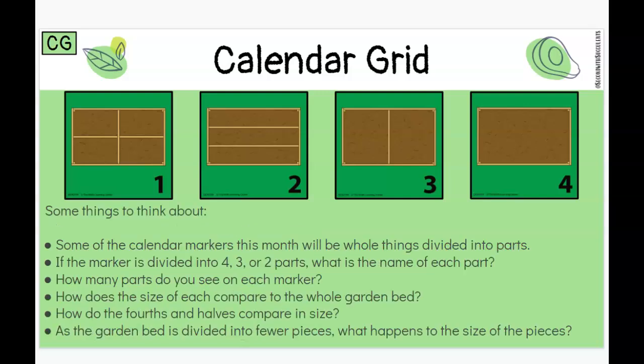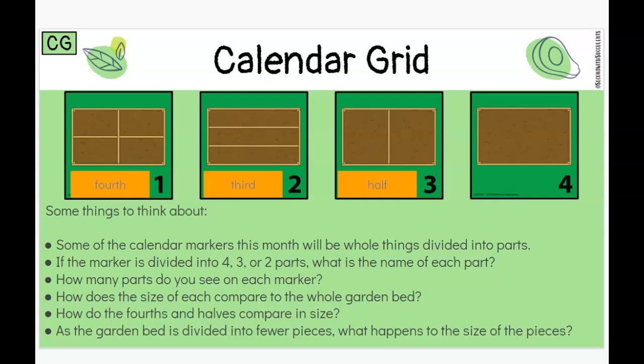Here are some other things we can think about as we're looking at these different calendar markers. Now, some of the calendar markers this month will be whole things divided into parts. If the marker or the garden bed on the marker is divided into 4, 3, or 2 parts, think about what the name of each part would be. Show a connection if this is what you were thinking.